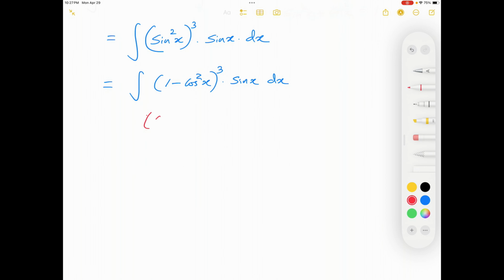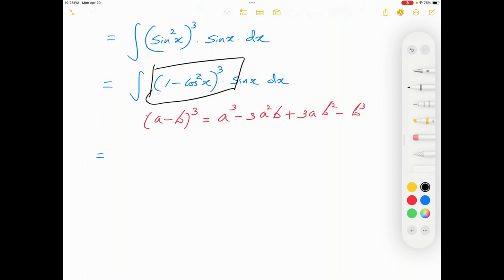The next task is to expand 1 minus cosine squared x to the 3rd power. We can do it easily if we remember how to expand a minus b to the 3rd power. If you expand a minus b to the 3rd power, the terms will be a cubed minus 3a squared b plus 3ab squared minus b cubed. We can use that expansion with a equals 1 and b equals cosine squared x in order to expand 1 minus cosine squared x to the 3rd power. Alright, let's use that and expand it.